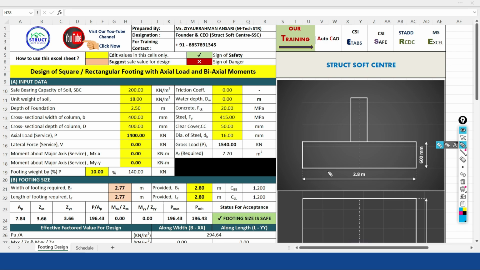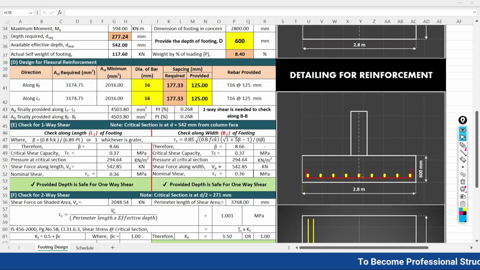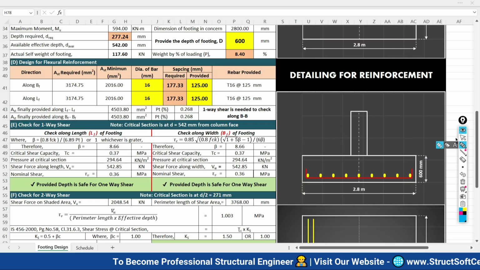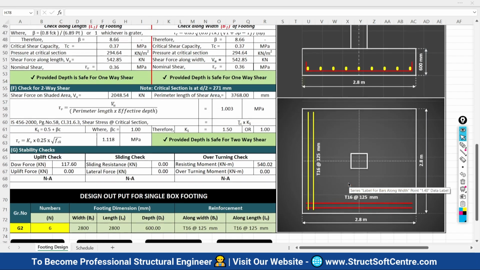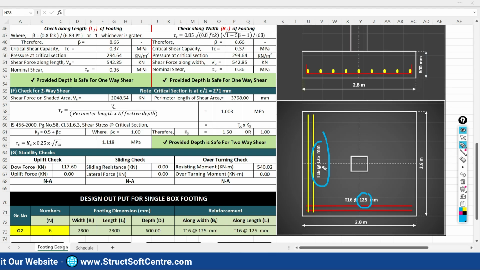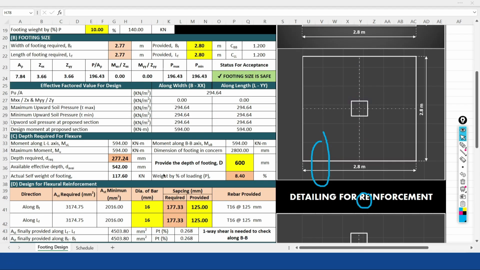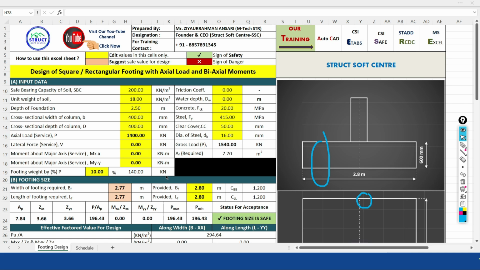So here the width and length of your footing is 2.8, the depth of the footing is 600 mm, in plan dimension, and this is the detailing of the reinforcement. 2.8 width or length, 600 depth, these are the reinforcement placings. And in plan it is showing 16 mm diameter bar along this direction at a 125 mm spacing, 16 mm diameter bar at a spacing of 125 mm center to center in both directions. So this is the complete design schedule detail done by this spreadsheet.